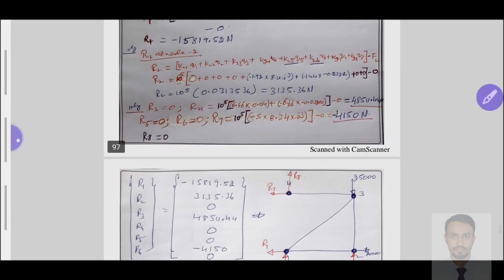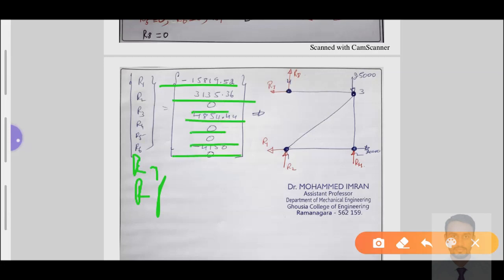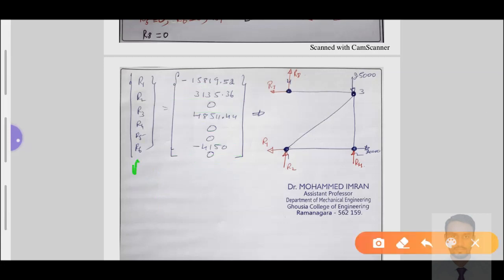Similarly, for R7 and R8, we have taken those rows and found the reaction forces here, and then we have represented all the reaction forces we found here, including R7 and R8. So R1 is equal to this one, R2, R3, R4, R5, R6 and R7, R8. See here the directions we are representing. R1 is negative, so we have represented the opposite direction, and R2 is a positive value, in the vertical direction at node number 1.